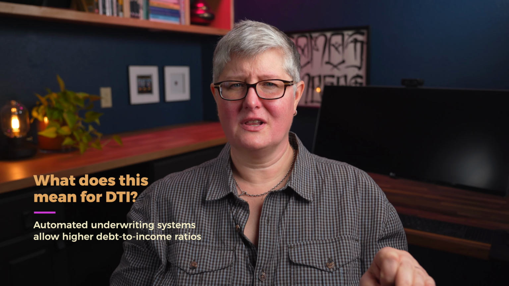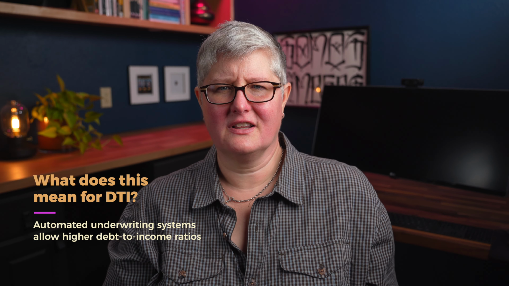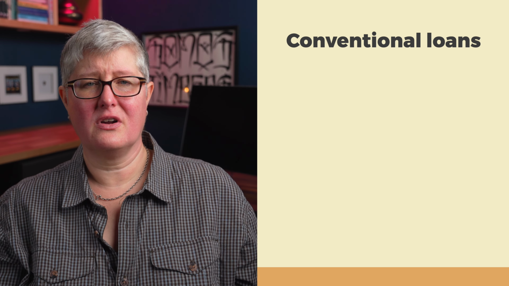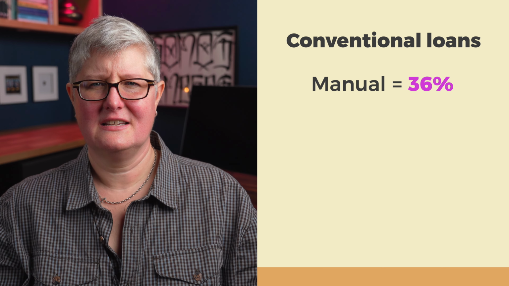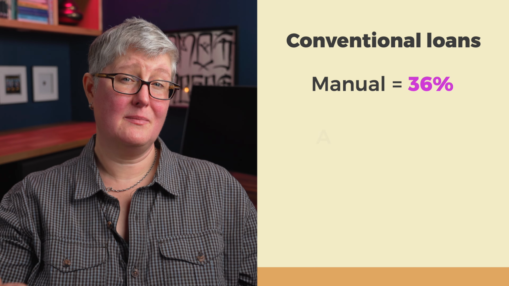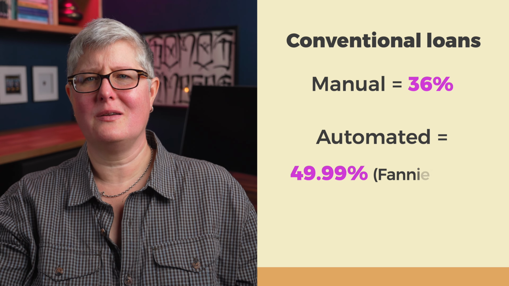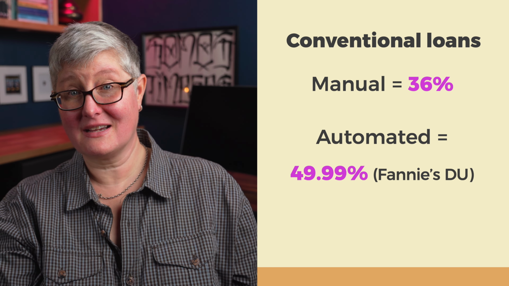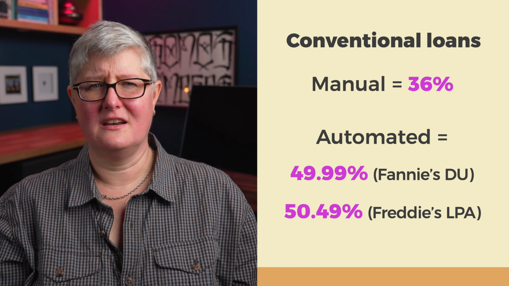Now, where this is relevant in our conversation about debt to income ratios is that automated underwriting systems are programmed to allow higher debt to income ratios than human underwriters are allowed to approve. Manually underwritten conventional loans, those funded through Fannie Mae and Freddie Mac that don't go through an automated system, are limited to 36% debt to income ratio, where Fannie Mae's automated underwriting, DU, will go to 49.99%, and Freddie Mac's LPA goes even higher to 50.49%.